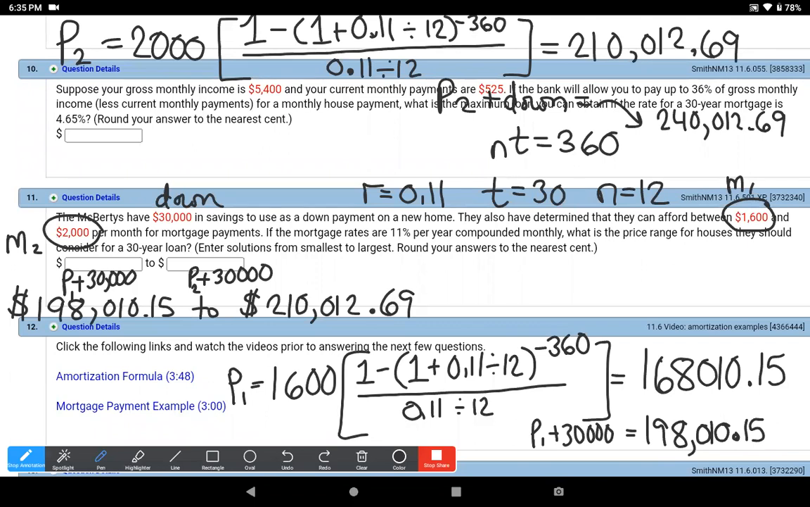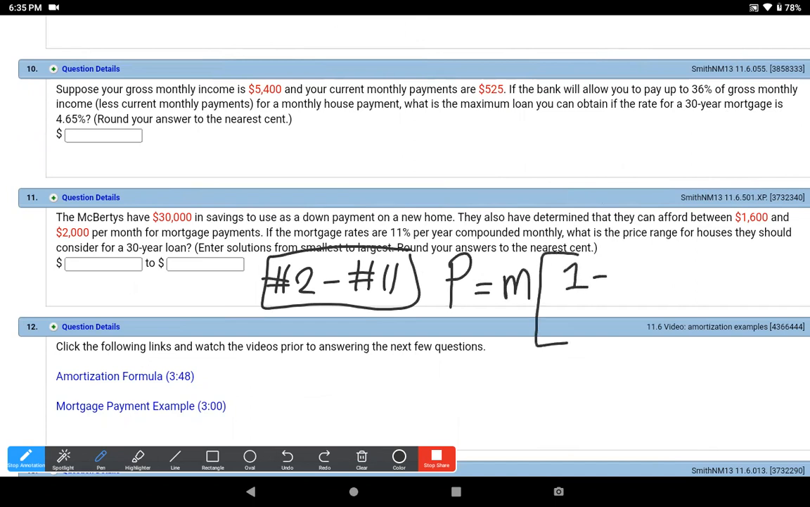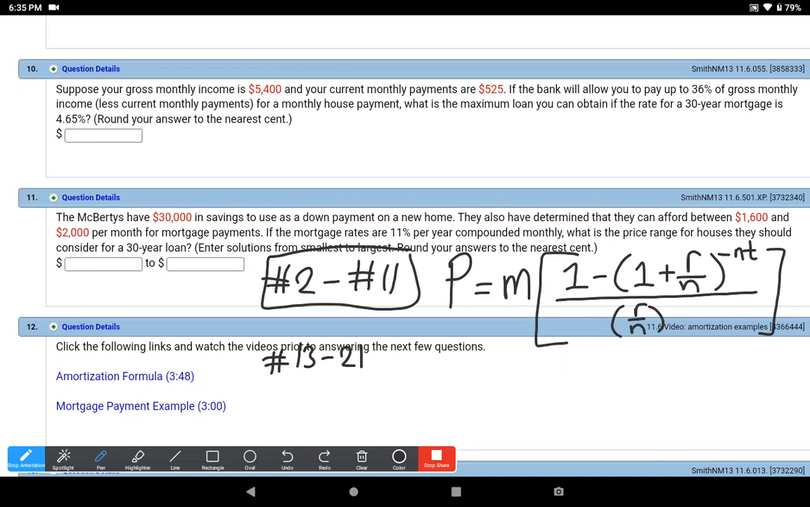So in each one of these, we took the same formula in all of numbers 2 through 11. We took the formula P equal to M times 1 minus the quantity 1 plus R over N raised to the negative NT over R over N. Right? Now we're going to solve for M. So in problems 13 through 21, we are going to solve for M.